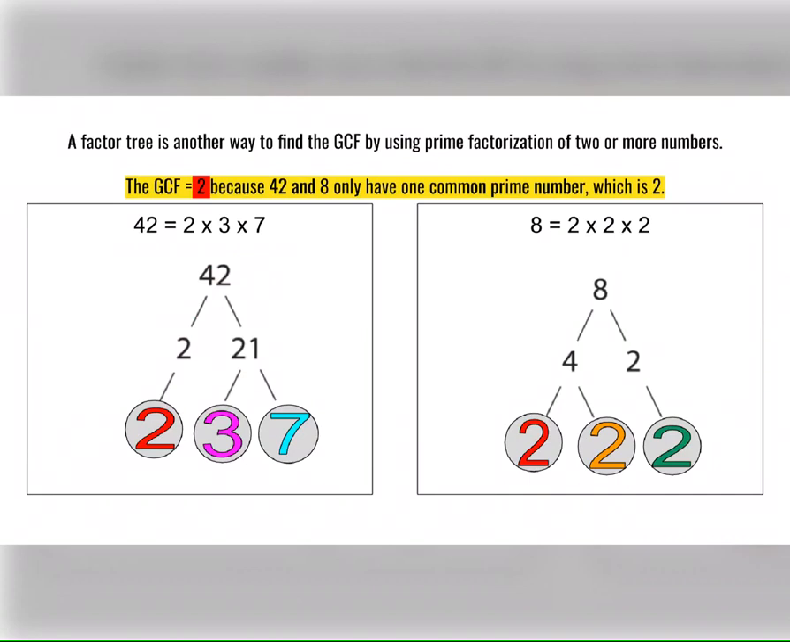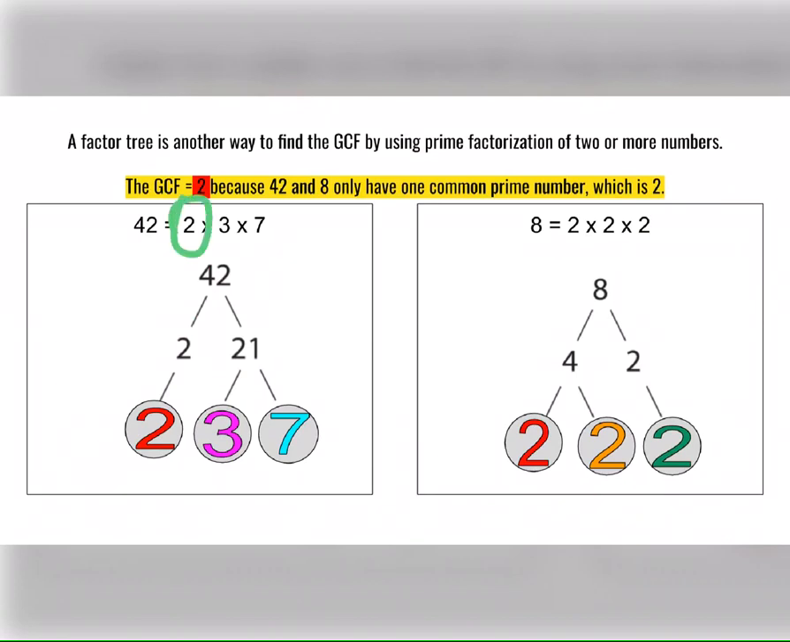Now let's do the factor tree for 8. We need 2 factors that make 8, so let's do 4 times 2, which makes 8. 4 is composite, so we're going to make a tree branch for that, and we get 2 and 2. And then 2 is prime, so we're done with that tree branch. So now we have 2 times 2 times 2, so 8 is 2 times 2 times 2.